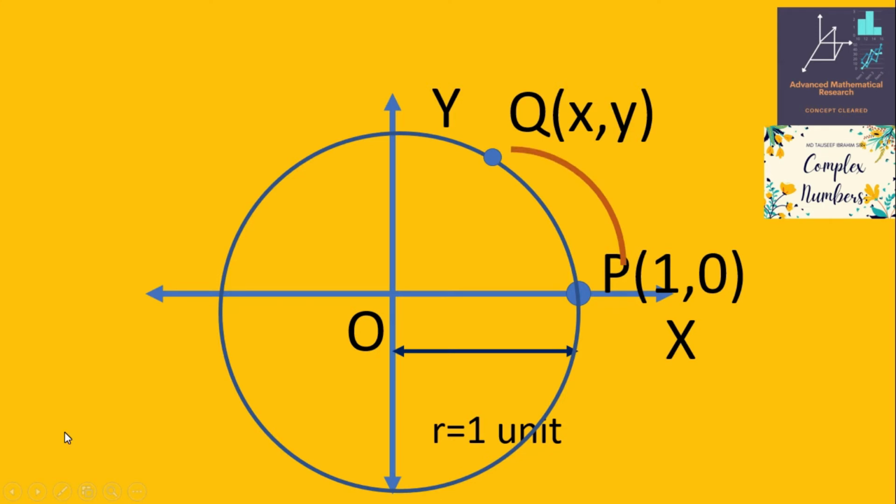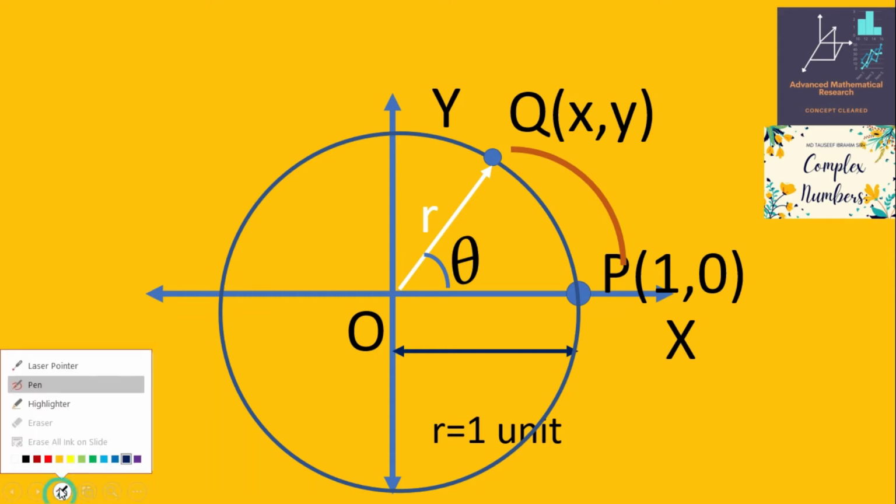Again, a point Q whose general coordinate is given as (x, y). Now how do we obtain the point Q? We obtain point Q by rotating point P by an angle theta. So this is the angle theta, and the distance of point Q from the origin is r. The r is also called the modulus of the complex number, and theta is called the argument of the complex number.